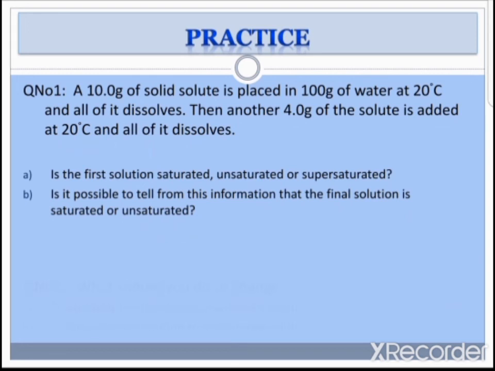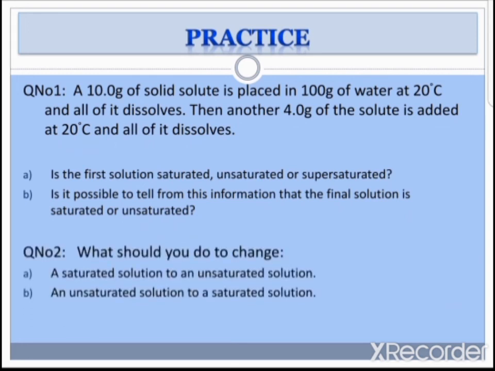Question number 3. What should you do to change a saturated solution to an unsaturated solution and an unsaturated solution to a saturated solution?